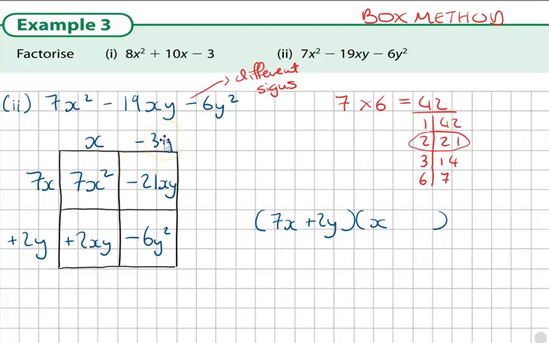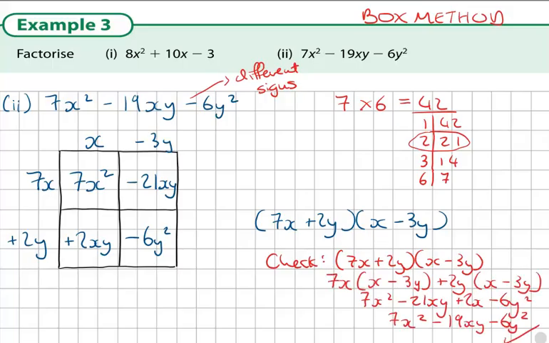And then I'll have minus 3y up here because minus 21xy divided by 7x is minus 3y. So I have x minus 3y as my other factor. So my answer is 7x plus 2y times x minus 3y. And when I multiply up my brackets, I get back to the start, so I know I'm right.